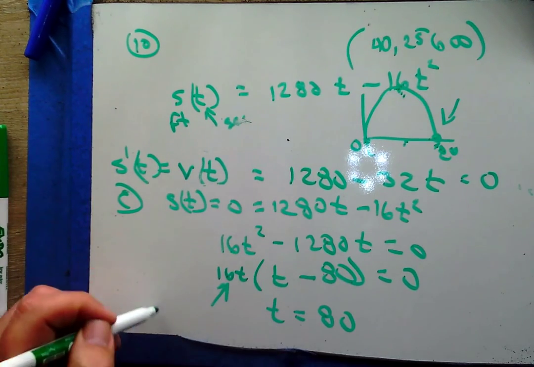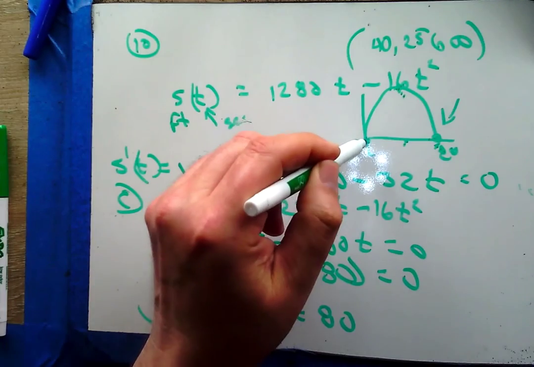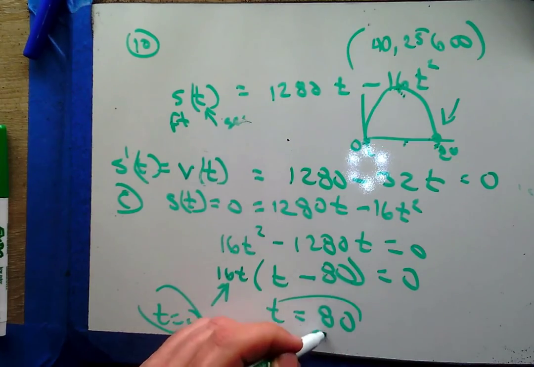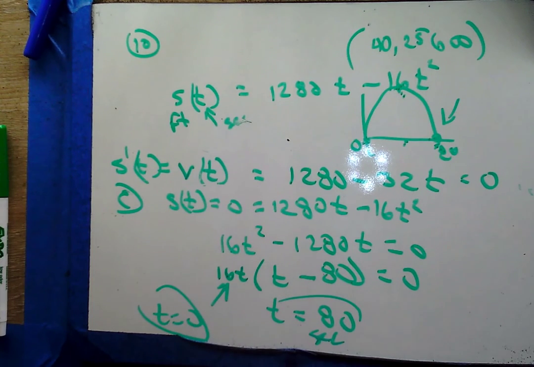This produces t equals 0, and that's not falling back to the ground. This second time is when we're falling back to the ground at time equal to 80 seconds, so the gun crew has 80 seconds to get out of the way. Okay, how fast are these fragments going when they hit the ground?